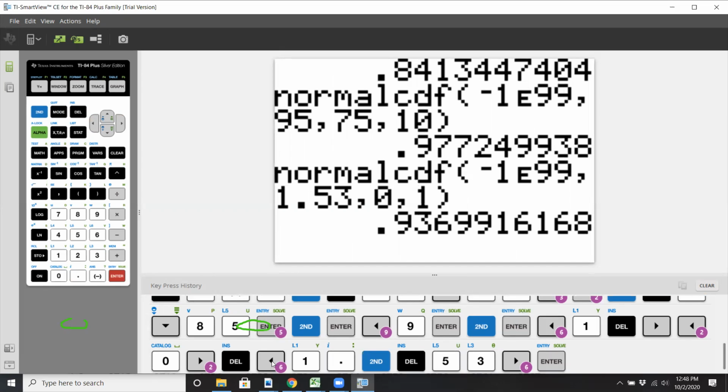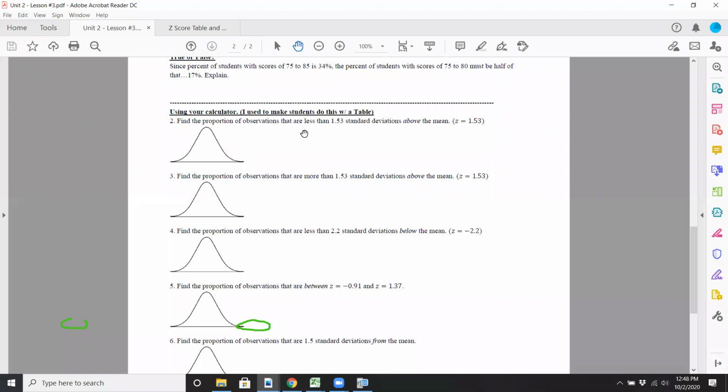So when you're dealing with these problems where it's standardized, that's what it means, because you're assuming very standard conditions. You are going to set the mean equal to 0 and the standard deviation equal to 1. And that's what you do for the rest of these problems here.